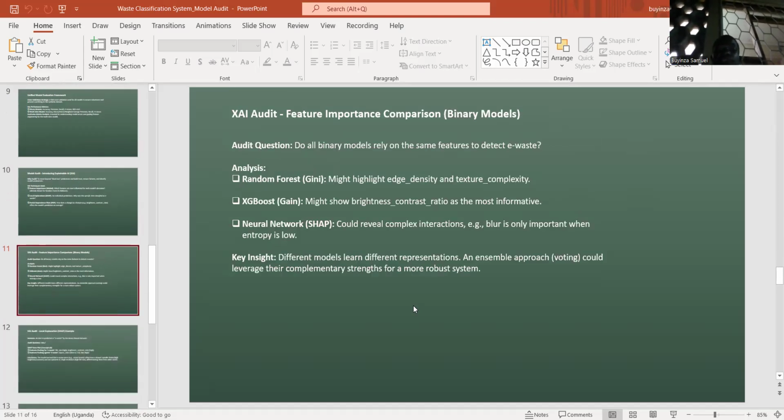Then we come to the XAI audit, feature importance comparison, that is for the binary models. We have the audit question: do all binary models rely on the same features to detect e-waste? That is the question before us. Then we have the analysis: for the random forest, that might highlight edge density and texture complexity. Then we have the XGBoost, that is for the gain, that might show brightness contrast ratio as the most informative.